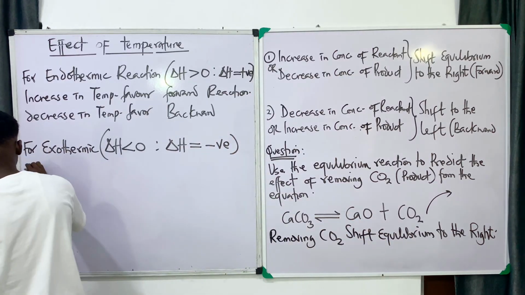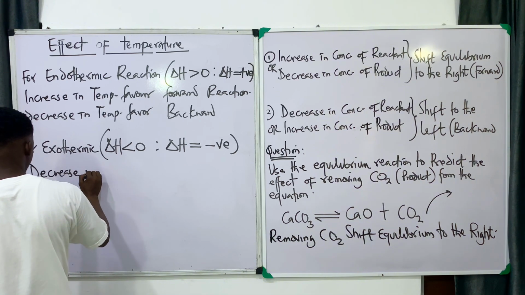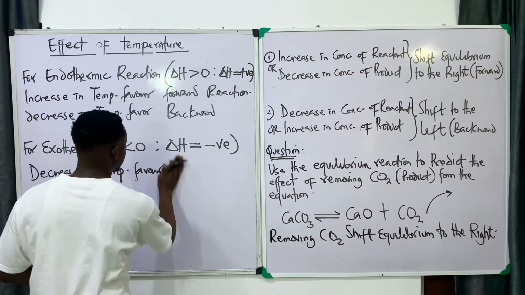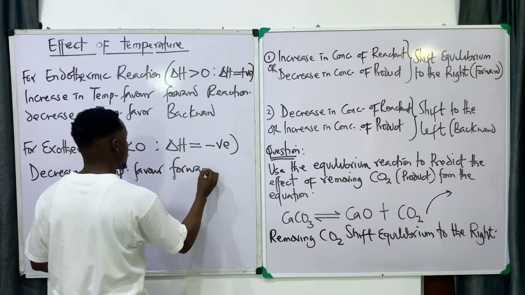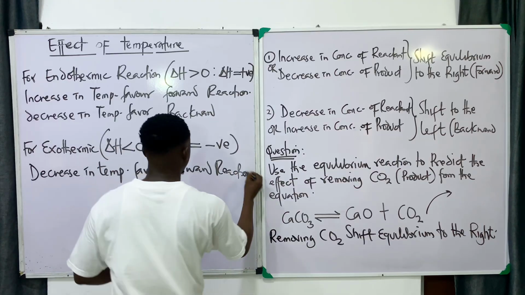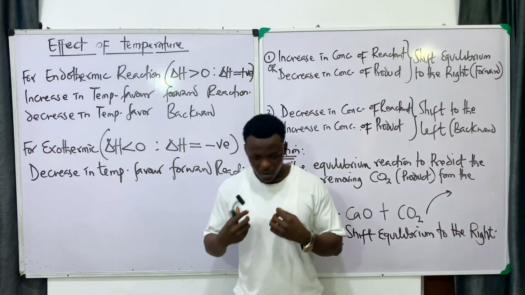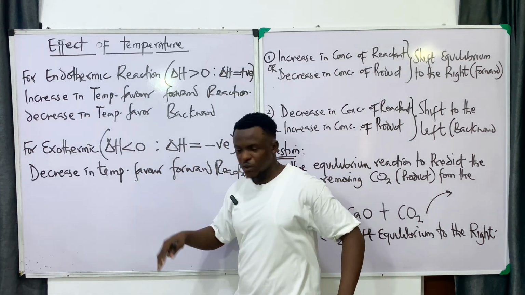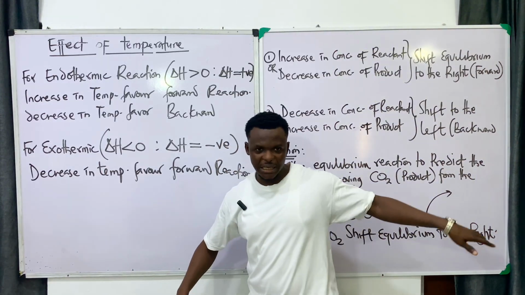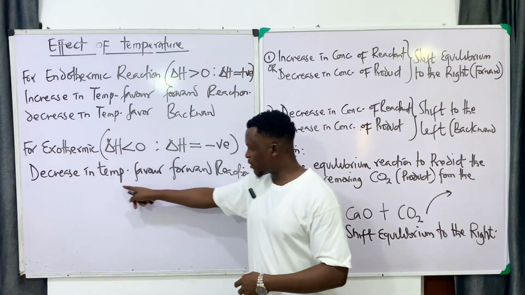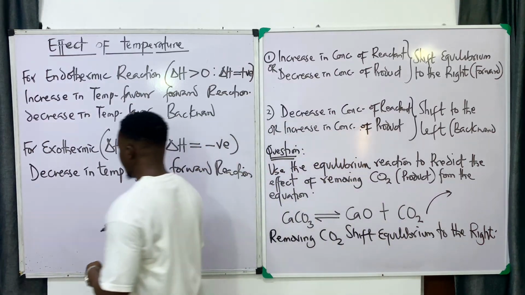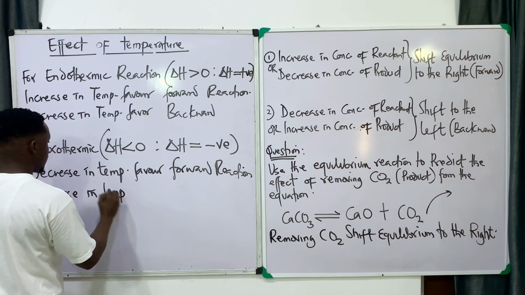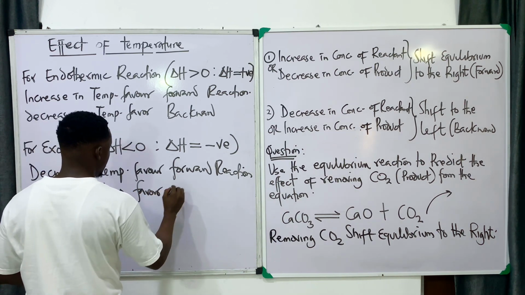So I'll say decrease in temperature for exo favors forward reaction. So I repeat, every reaction needs to go forward. For an exothermic, I need to lose heat for me to go forward. So if you decrease my temperature, that means you're removing the heat. You help me go forward faster. So decrease in temperature favors a forward reaction. And obviously, we know that if you increase the temperature, you favor the backward.